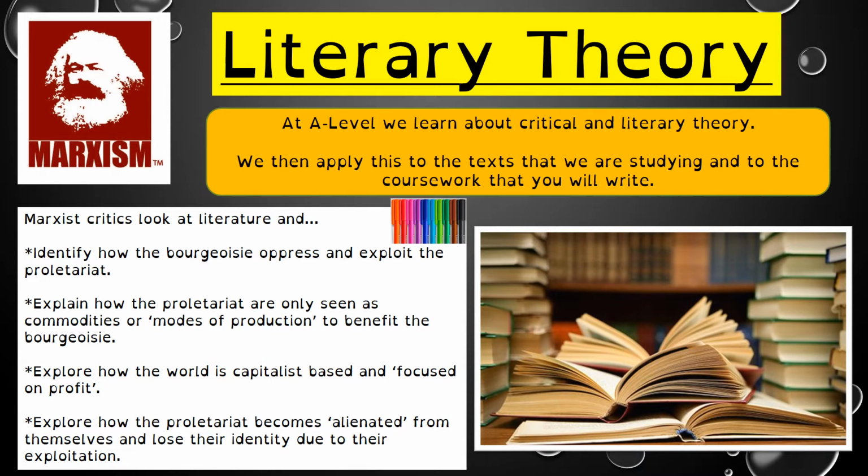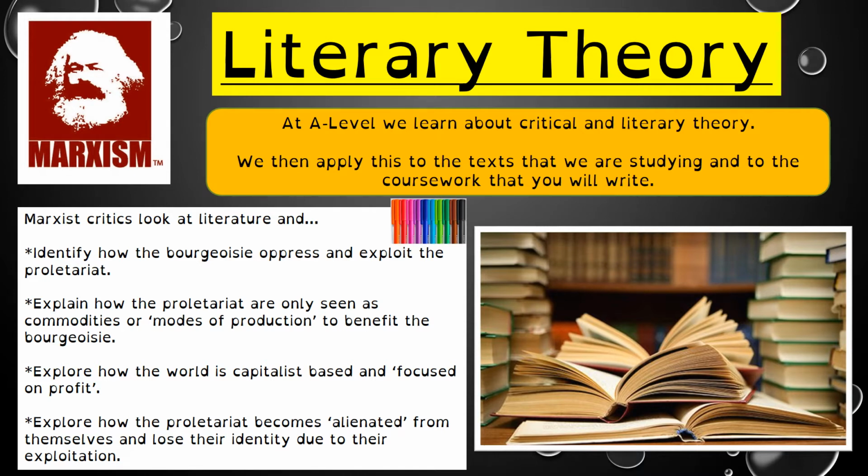So there is a lot more to Marxism than this. This is a very brief, in a nutshell, summary for you. But essentially, these are the key things that a Marxist critic does when they look at a piece of literature. So whether that's a play or a poem or a novel, they are looking at that literature and they are trying to see if they can identify some key ideas in it. So Marxist criticism looks at how the bourgeoisie oppress and exploit the proletariat.